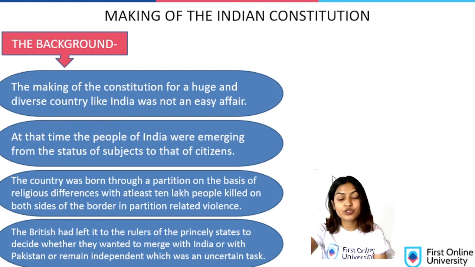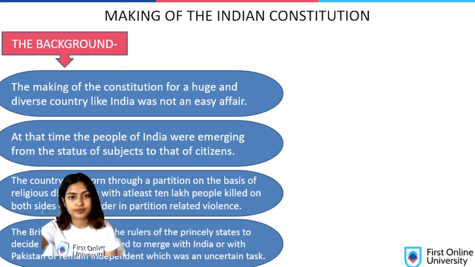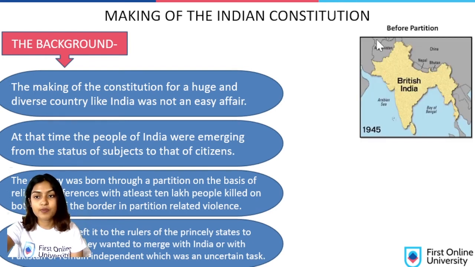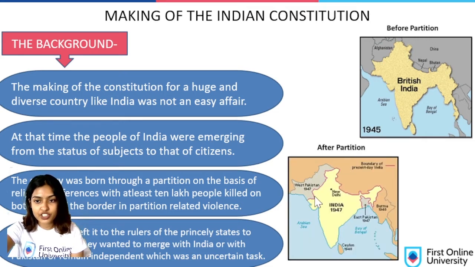The British had left it to the rulers of the princely states to decide whether they wanted to merge with India or Pakistan or remain independent, which was definitely an uncertain task. This is British India before 1947 and the partition. This is after partition, where the yellow portion here is completely Indian domain. This is West Pakistan and this is East Pakistan. So the current Bangladesh is East Pakistan. It was Pakistan. Now it is Bangladesh.